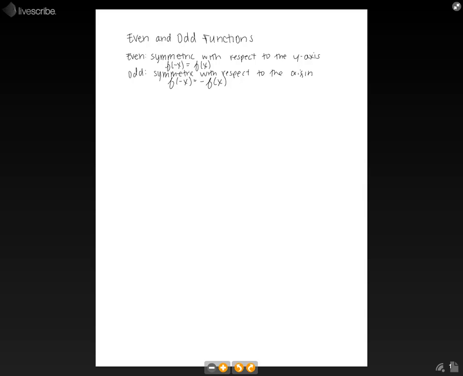And an odd function is symmetric with respect to the origin. So when you input a negative x into the function, you get out a negative of the original function.